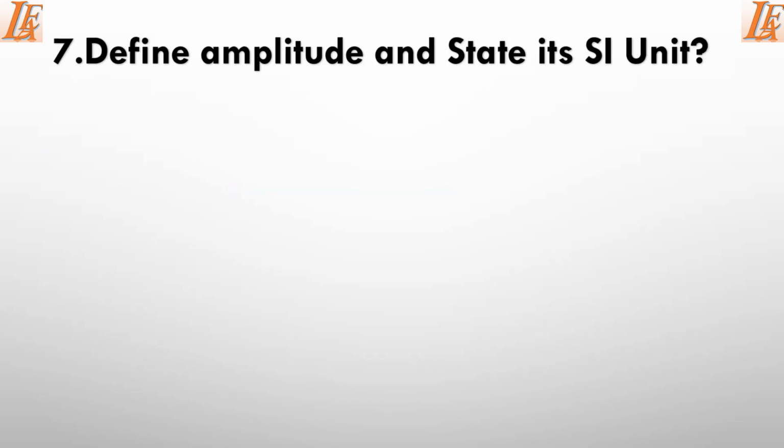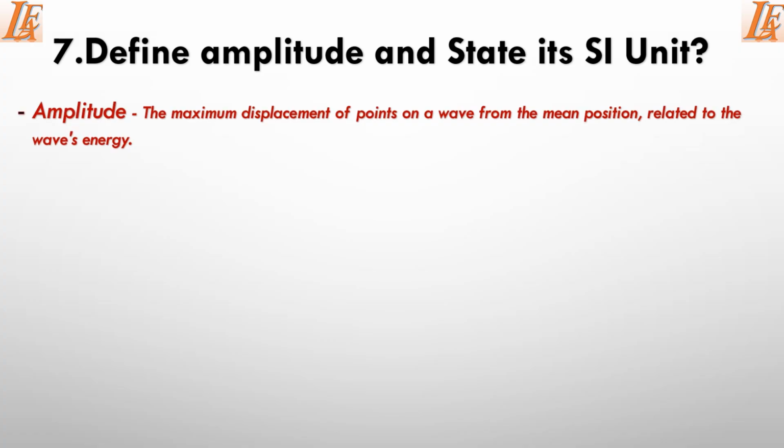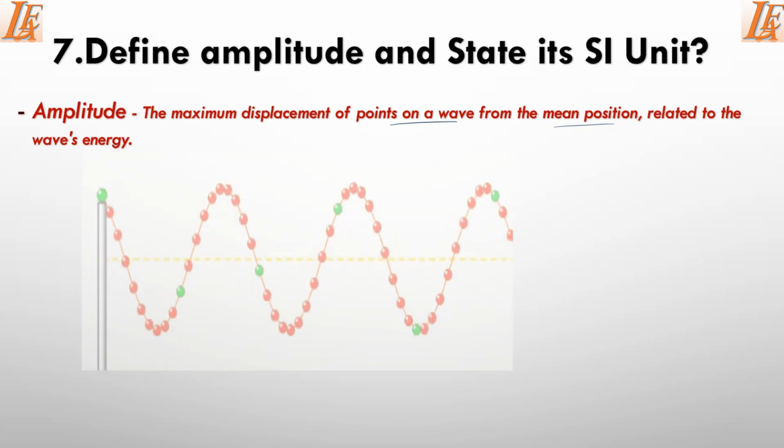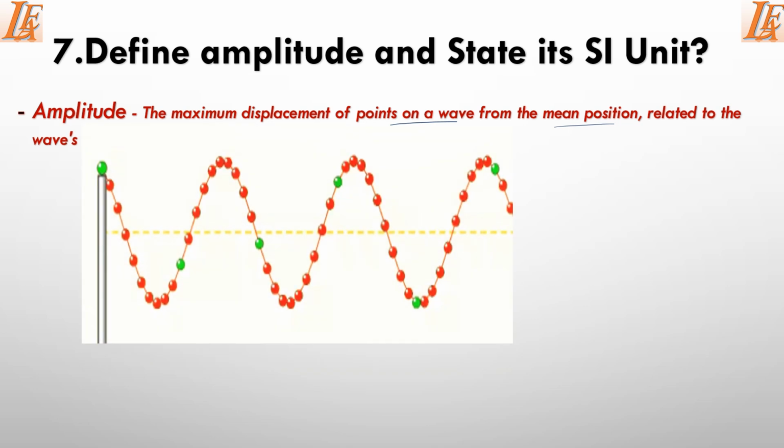The seventh question, define amplitude and state its SI unit. We define amplitude as the maximum displacement of points on a wave from the mean position, and this shows the amount of energy that the wave has. Therefore, if the amplitude is long, the wave has high energy, and if the amplitude is short, the wave has less energy.